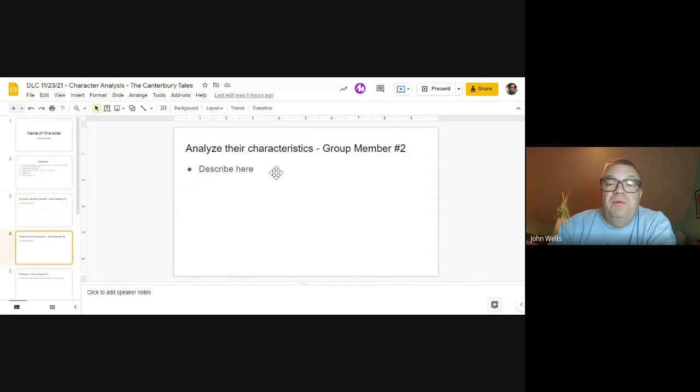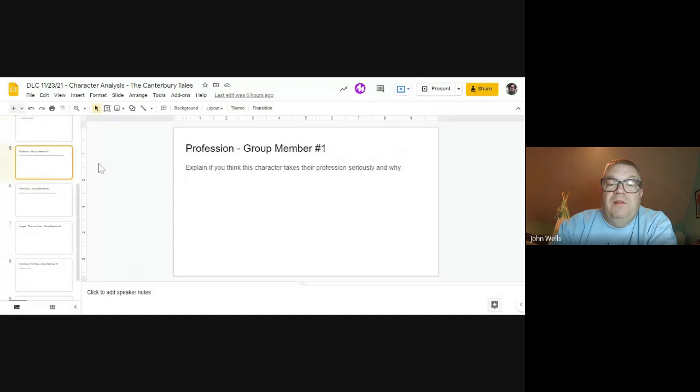Number two, then we'll analyze their characteristics. What are they like? Shy, mad, angry, loud, boisterous, whatever. The things that make up that character. This is the non-physical thing, so their personality traits, things like that. The next slide then is the profession. So again, we're going to group member number one. And this is what is their job and how seriously do they take it? How do you know that?